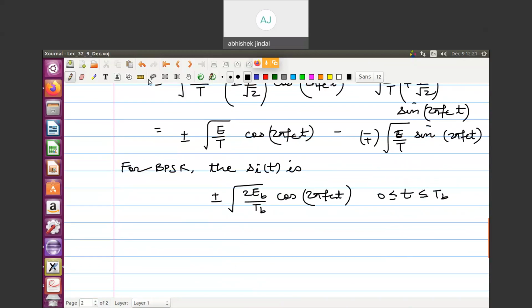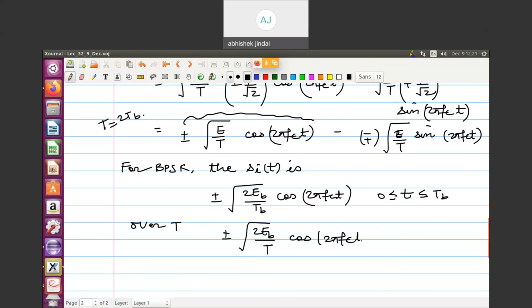Now if I compare it with this system, this is nothing but a BPSK system with capital T being twice of TB, or we have to set TB as T, because TB is arbitrary here. So I can choose TB as T as well.